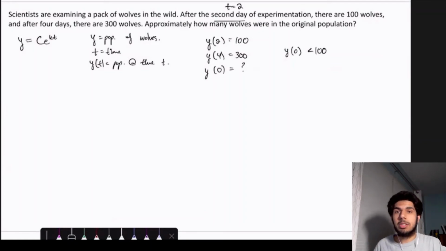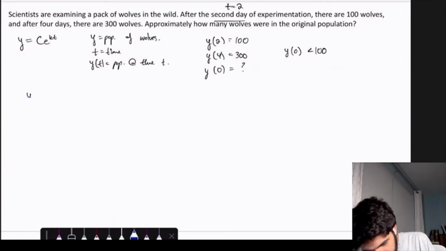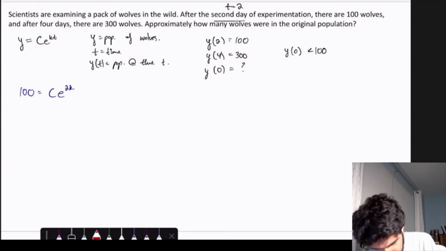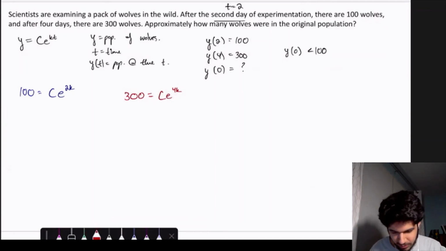That's the thing I really like about these problems, is you have a gauge of what your answer should look like. Okay, so let's plug these two into our equation here and see what we get. So we have y, which actually is 100 in the first example, equals Ce^(2k). And we have 300 equals Ce^(4k). Two equations, two unknowns. How are we going to solve for this?